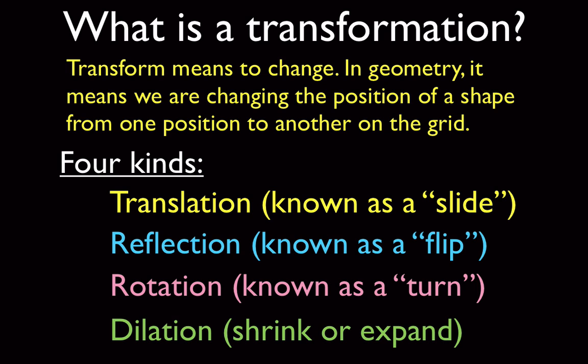The first three, translation, reflection, and rotation, maintain congruency because all we're doing is moving the thing, turning the thing, flipping the thing, but we don't change the shape and the size, which is, of course, the definition of congruent. Same shape, same size. For dilation, we actually do shrink or expand the figure. So it keeps the same shape, but not the same size.